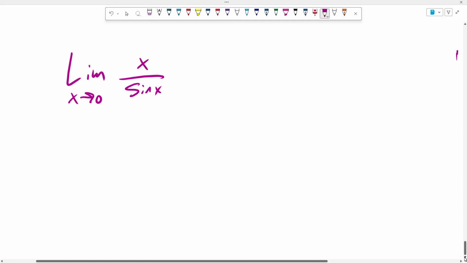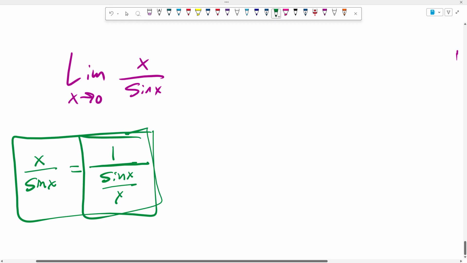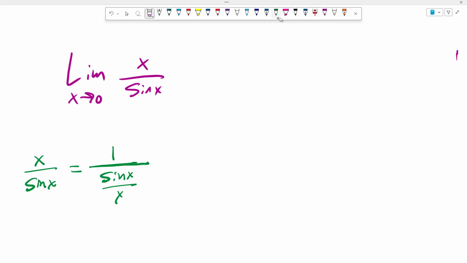Is this going to equal 1? Why or why not? Is what I wrote down here true? It is. Right. If you had this, you take the numerator, which is 1, multiplied by the reciprocal, and you get exactly that. So this limit is the limit as x approaches 0 of 1 divided by sine of x over x.